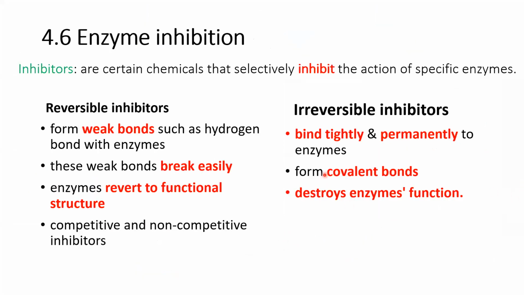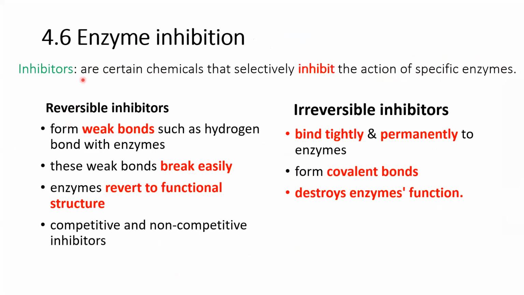Now we are going to move on to the next subtopic, which is 4.6, enzyme inhibition. First you have to know what inhibitors are. There are certain chemical molecules that selectively inhibit the action of specific enzymes. Only certain inhibitors will affect certain enzymes. It is like that.